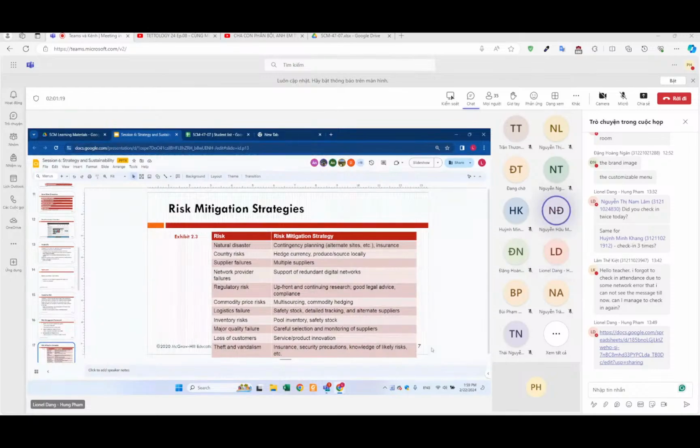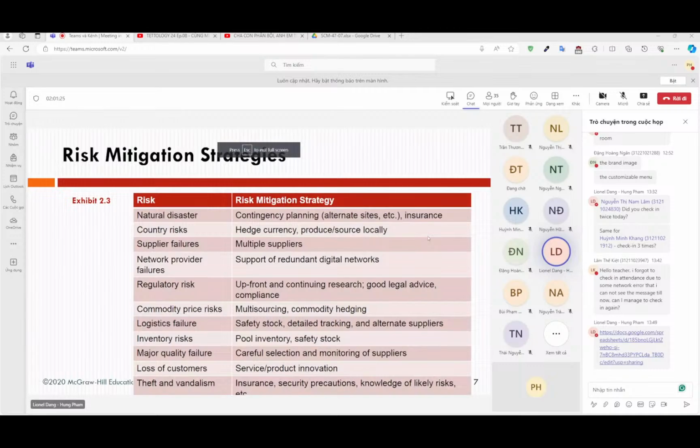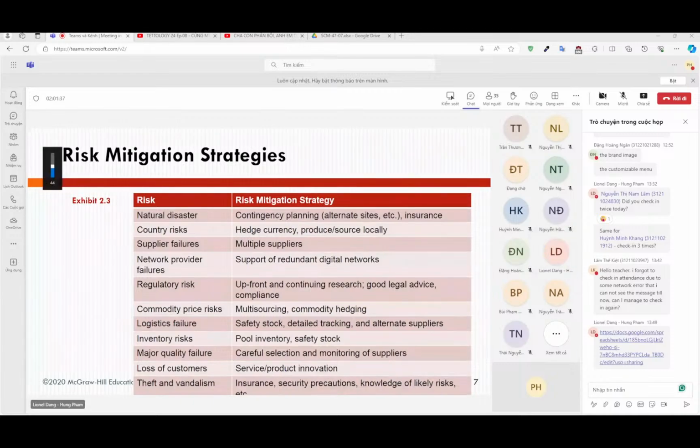Yes, we are the risk mitigation strategy. I think you are very far from the microphone, cannot hear. Yes, we are EM2. Go ahead. About the risk mitigation strategies. Can you hear me clearly, teacher? Yeah, a bit soft, but I can hear.